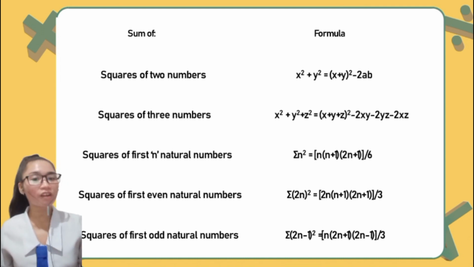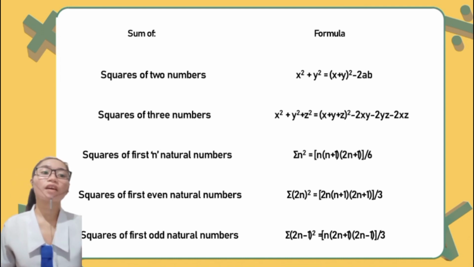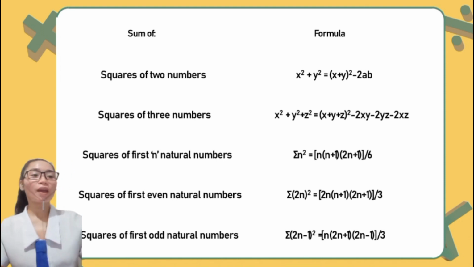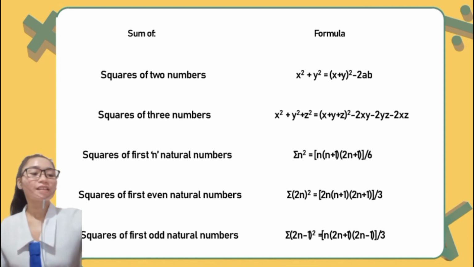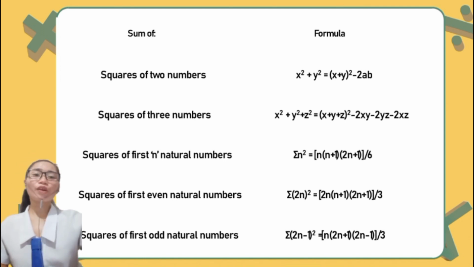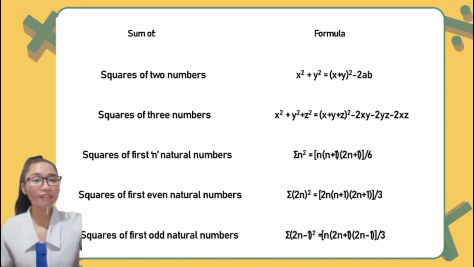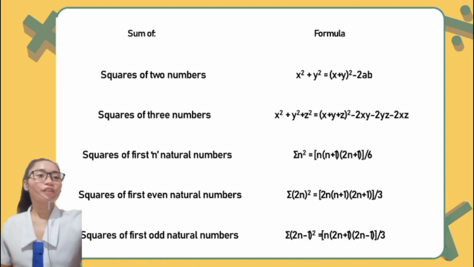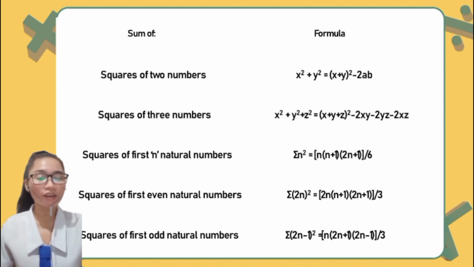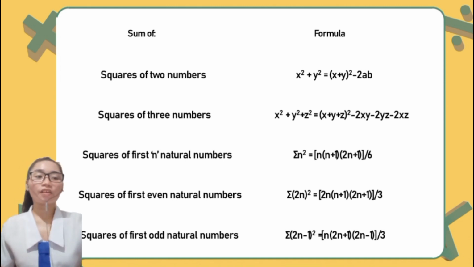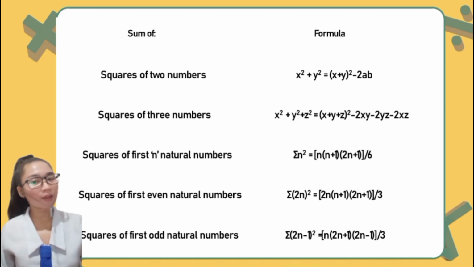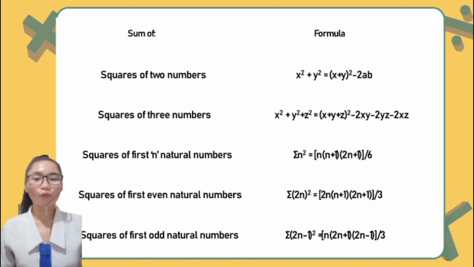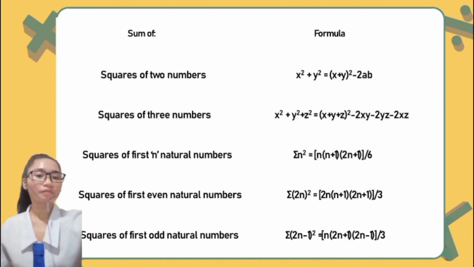Now, if we are to get the sum of squares of the first n natural numbers, the corresponding formula for that is the summation of n squared equals the quantity n times n plus 1 times 2n plus 1 all over 6. Now, if we are to get the sum of squares of the first n even natural numbers, the corresponding formula for that is the summation of (2n) squared equals the quantity 2n times n plus 1 to be multiplied to 2n plus 1 all over 3.